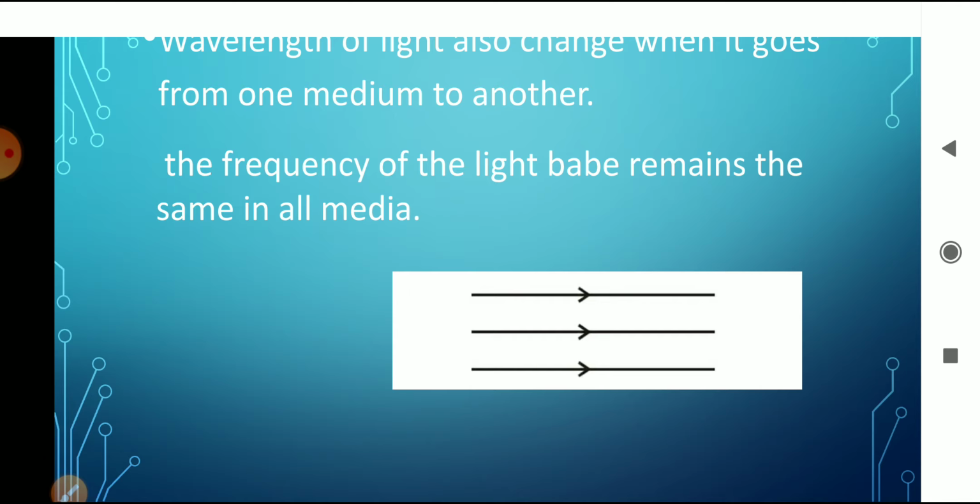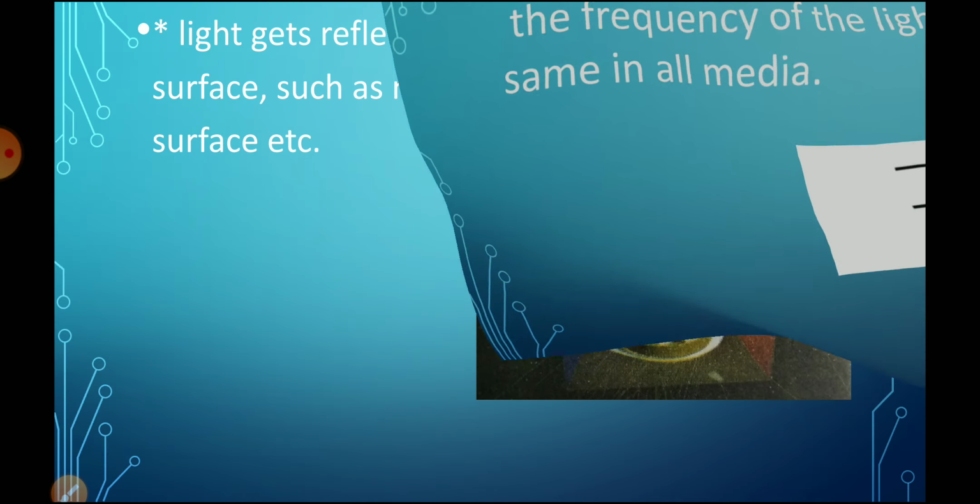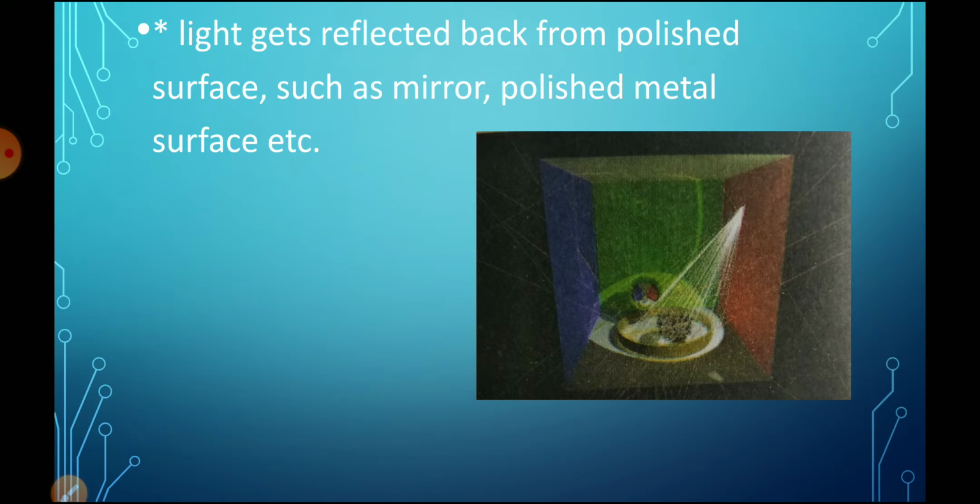Light ray. Next, light gets reflected back from polished surfaces such as mirror, polished metal surface, etc.